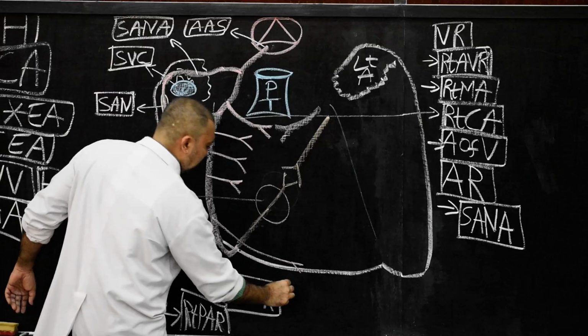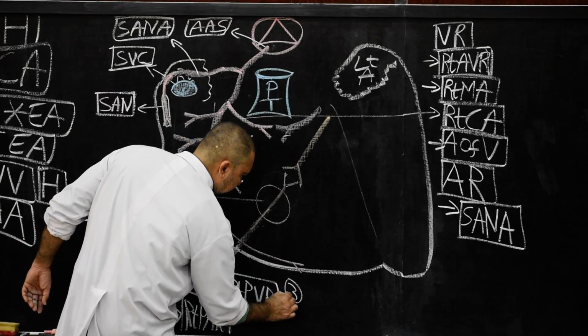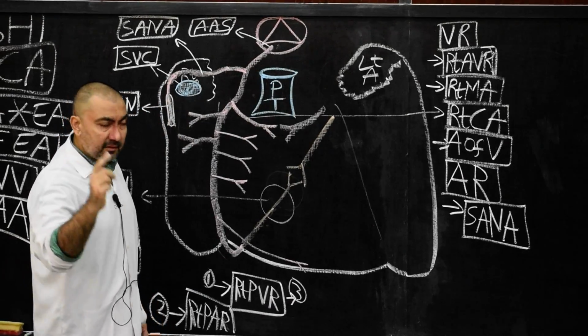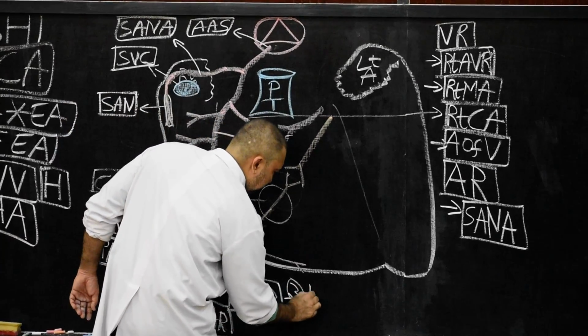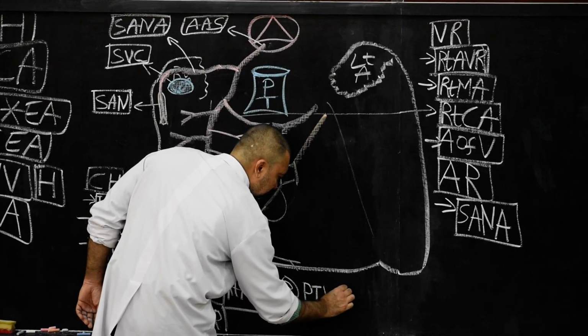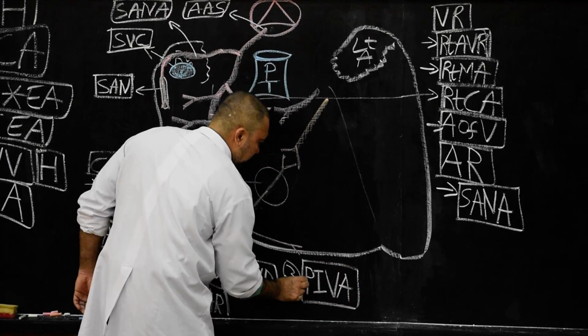Now comes the main branch which we have to draw. Main branch will be, I'll write on this side, third. Basically it is the main branch, posterior interventricular artery, or it is called posterior interventricular branch.